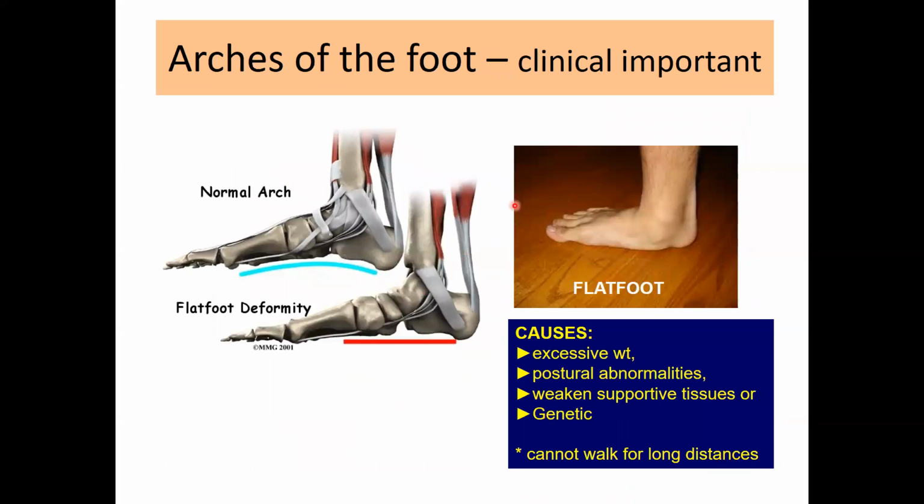This is some clinical importance of the foot. This is a normal arch, and the arch is up here for normal, but in flat foot deformity there is no arch at all. What are the possible causes of flat foot deformity? Excessive weight, postural abnormalities, weakened supportive tissue, or genetics. A person with this kind of arch will have problems in long distance walking.